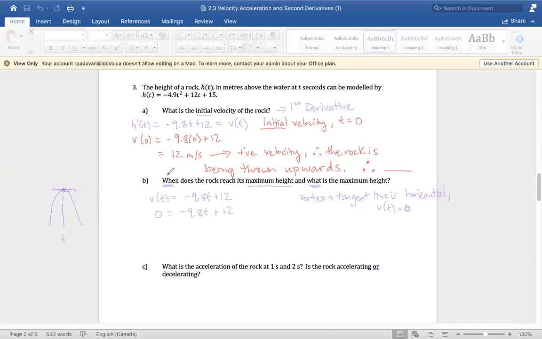So if I move the negative 9.8 over to make it positive, 9.8 t equals 12. And then divide by 9.8 to get t by itself. I should have a value of t that is positive, approximately 1.22, not exactly. So you could put a dot above your equal sign. And that would be in seconds, so 1.22 s for seconds.